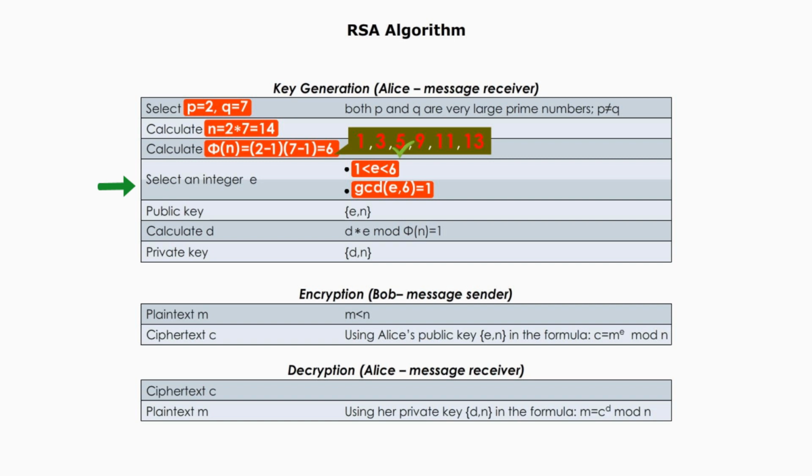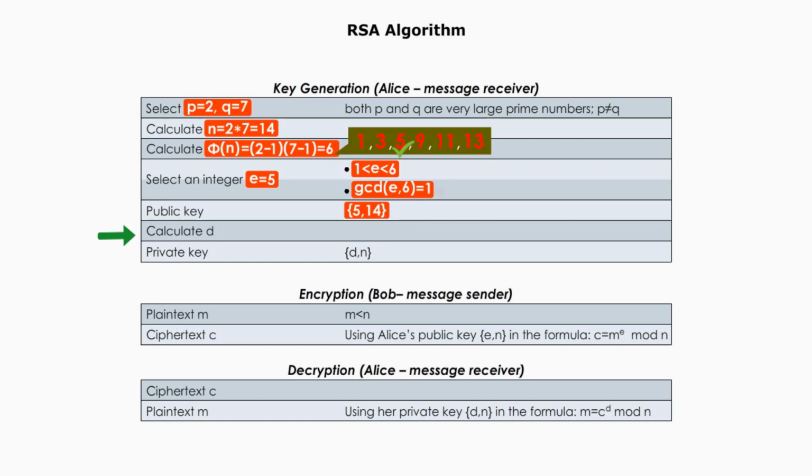3 is not co-prime with 6. Now only 5 is good. Thus e is 5. We got e and we know n. Thus we got the public key, 5 and 14. That's the public key, and Alice sends the public key to Bob.